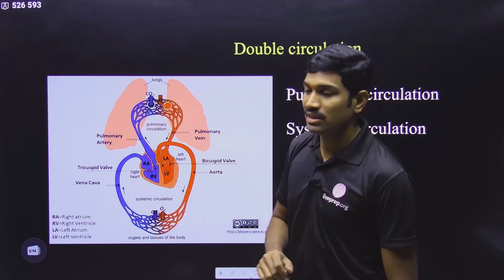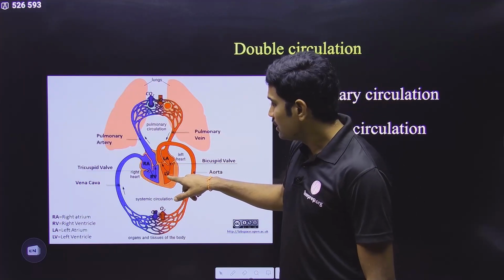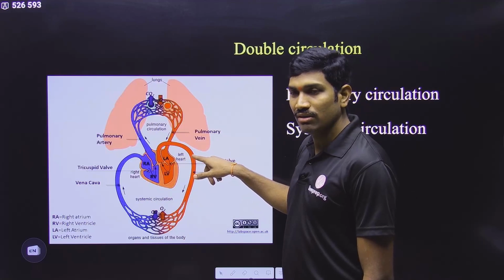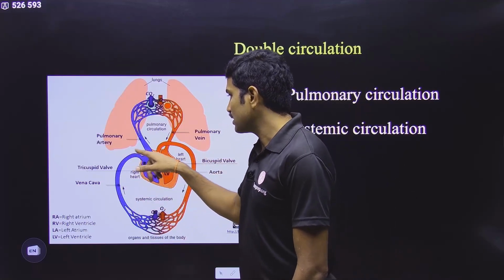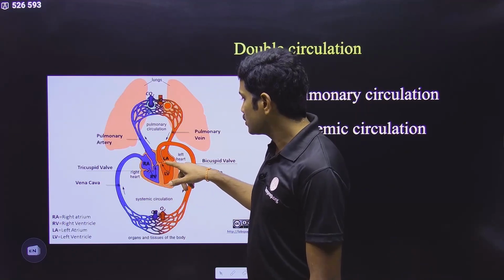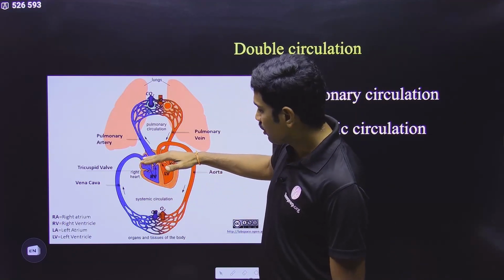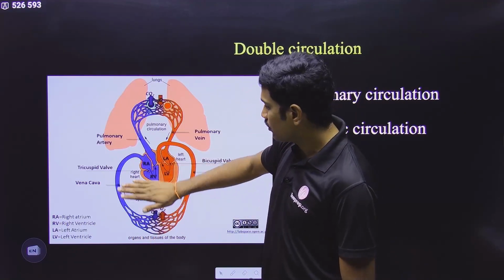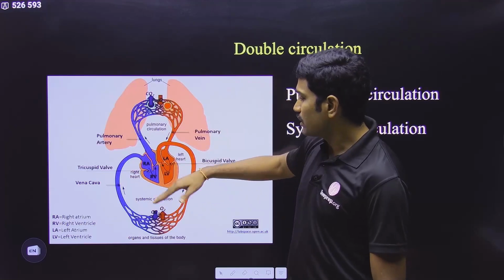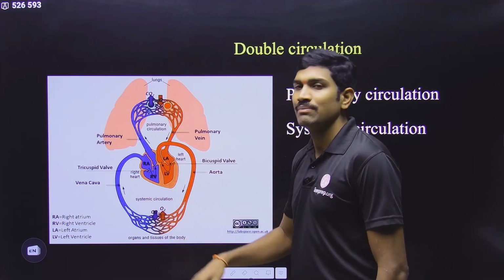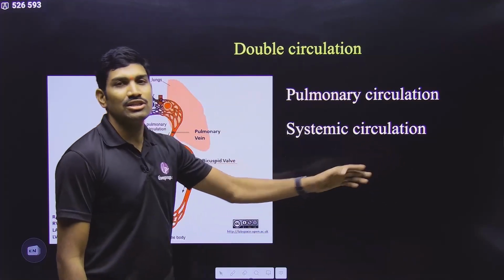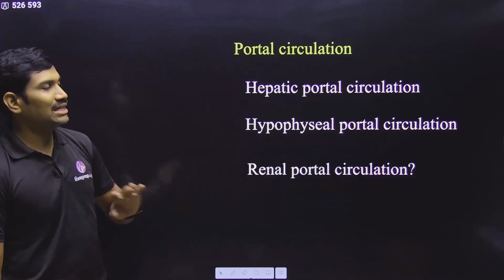Then what is systemic circulation? From the left ventricle, oxygenated blood is going into the aorta. From there it is supplied to the body parts, and from there deoxygenated blood is collected to the right atrium. So the movement of blood from the heart to the body parts and again back to the heart is called systemic circulation. In this way, two names we are using. Already we studied about this.